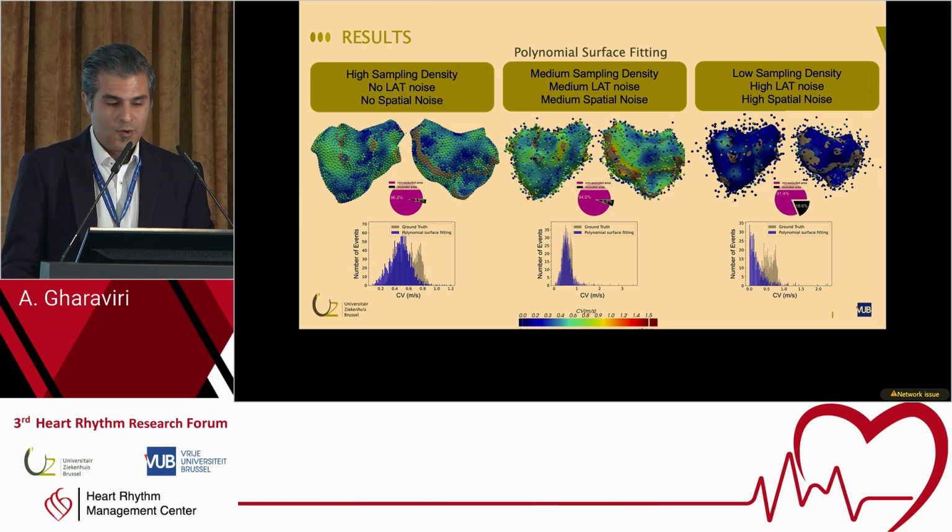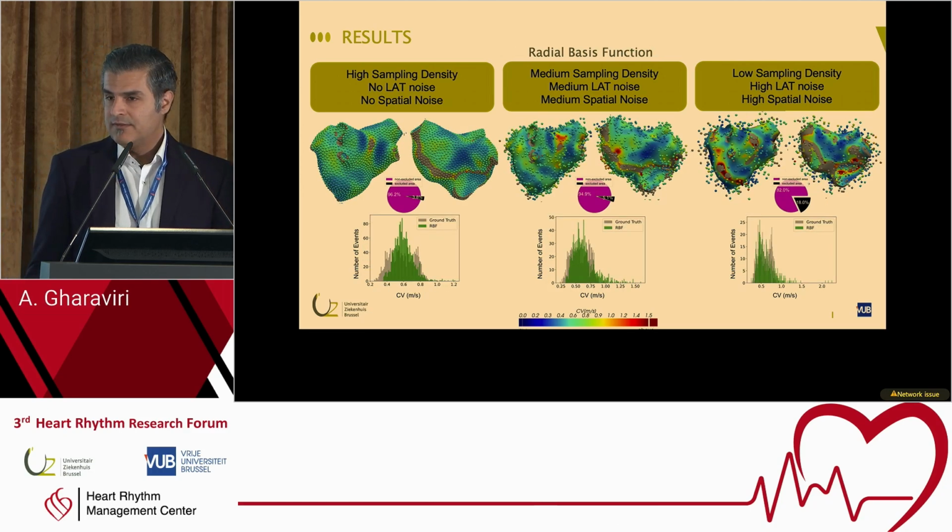However, if you start to increase the noise, the performance of the polynomial surface fitting starts to improve to a certain extent. If you look at the middle column here, we had a medium level of noise in local activation time and spatial noise. The polynomial surface fitting shows some artificially high conduction velocity. However, the majority of the conduction velocity points calculated by the polynomial surface fitting fit with the ground truth. But if you increase the noise to a higher level, again, the polynomial surface fitting fails to calculate the conduction velocity reliably and has a tendency to underestimate it.